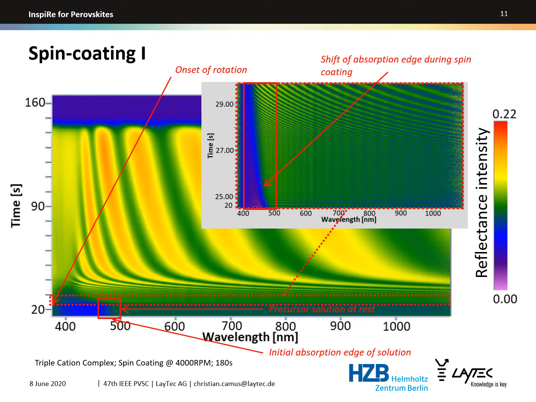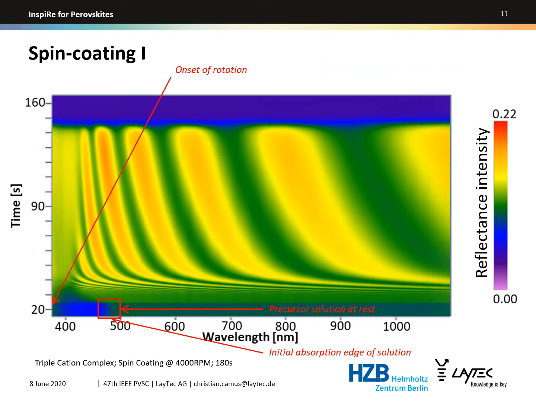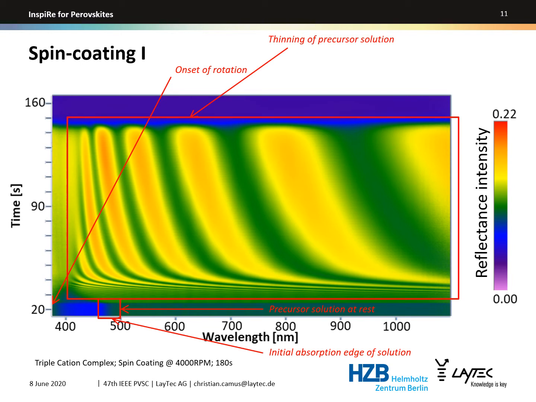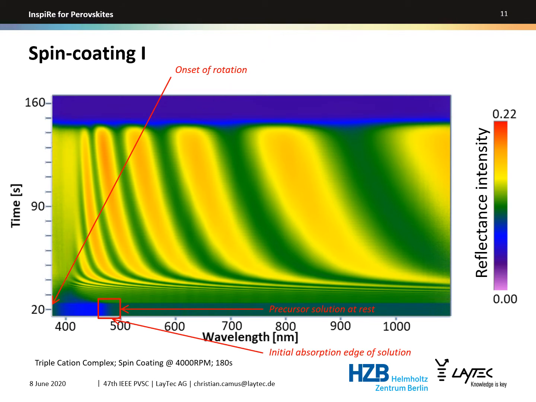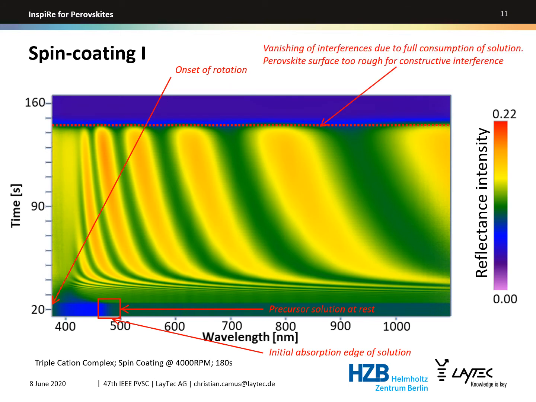So you can see the shift of the absorption edge during spin coating, and you can see the evolution of those interference fringes that evolve even further until only very few fringes fit into your film. And then at a certain point, there is a vanishing of all the interferences due to the full consumption of the solution, and the perovskite surface being too rough for constructive interference thereafter.